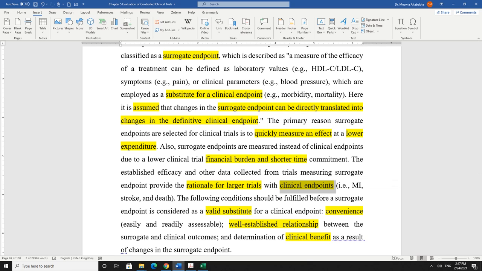Okay, so just the surrogate will not be enough to change medication that I normally give to my patient, unless there is a proof from a larger clinical trial that also the clinical endpoints will change, will improve. Okay.